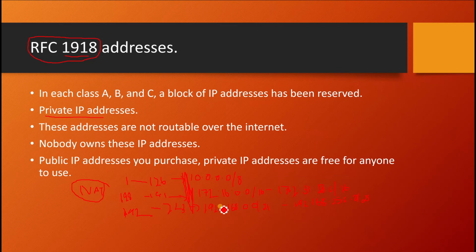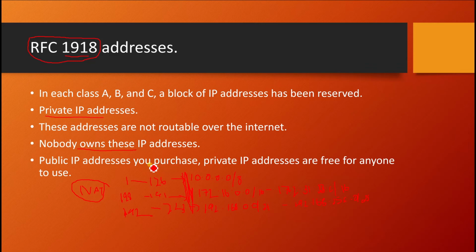So these addresses are not routable IP addresses. You cannot use these IP addresses for routing purposes. Nobody owns these IP addresses, which means anyone can use them. That's why they're called free IP addresses, right? So RFC 1918 is about the private IP address concept.